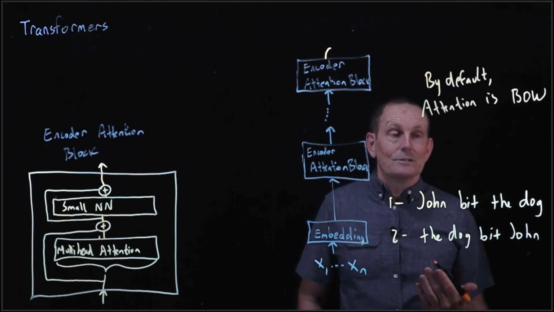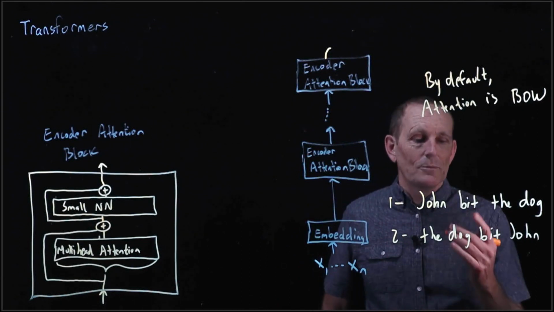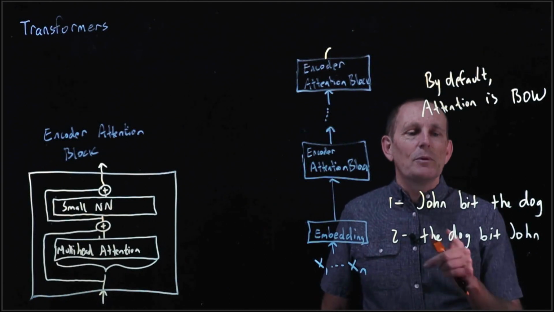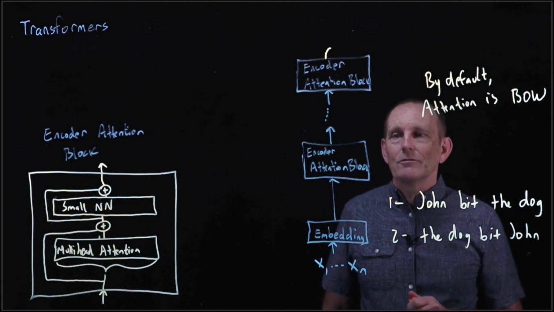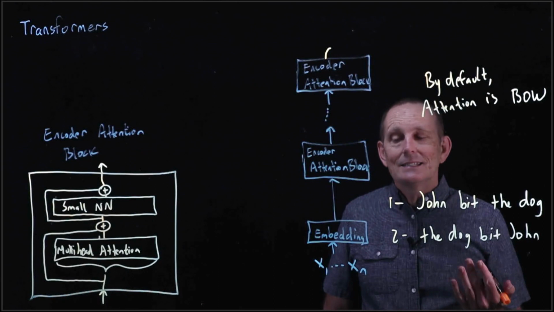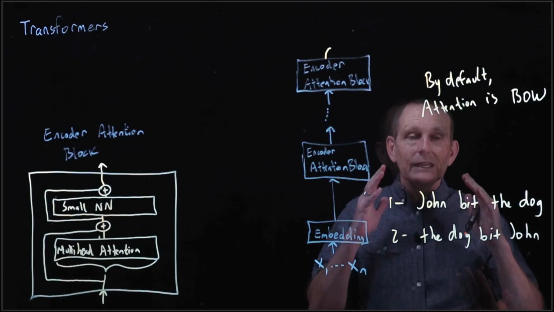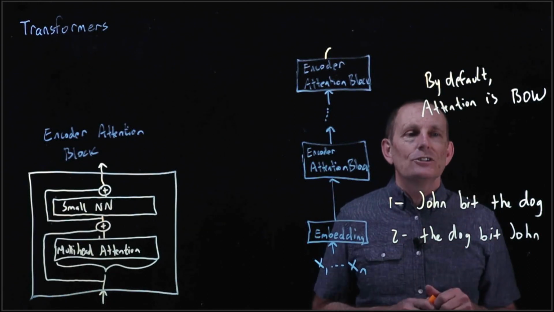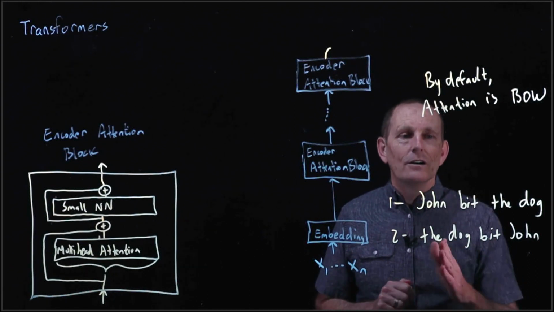And that's a problem, of course, because the order of things really does matter. John bit the dog and the dog bit John, quite different, right? The dog bit John, we're not going to get any newspaper headlines. John bit the dog, yeah, we'll get a newspaper headline from that. So we actually need somehow to encode the information, the relative information, or the position of each input.